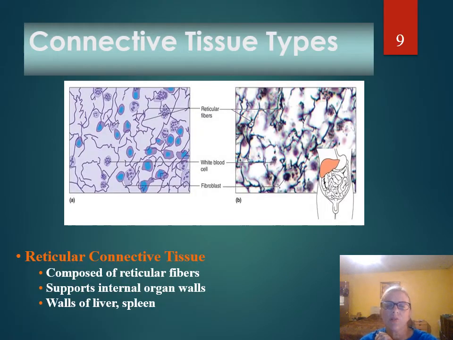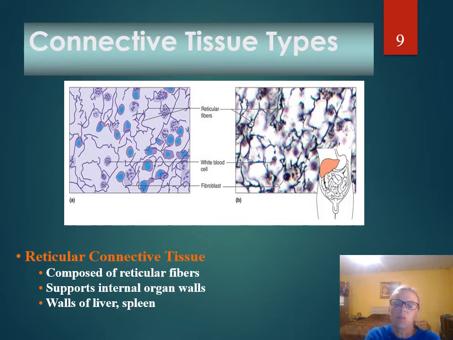All right, so next we're looking at reticular connective tissue. This is another fine network or net-like structure. It highly branches. It's made of thin reticular fibers in a 3D type network. This acts as a framework of support for internal organs like the liver and the spleen.